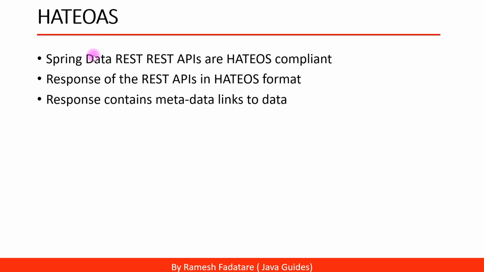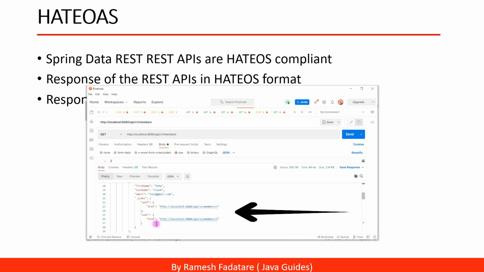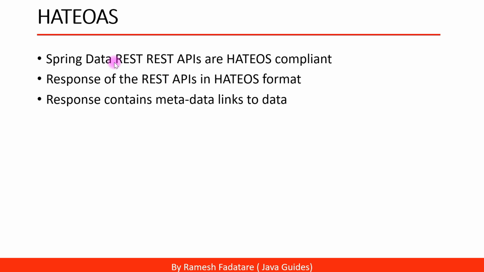Next, let's see HATEOAS. Spring Data REST APIs are HATEOAS compliant. The responses of all the REST APIs generated by the Spring Data REST module are in HATEOAS format. So basically the response contains metadata and links to other data or REST APIs. You can see that in HATEOAS format we will see a lot of links that navigate to other REST endpoints. We will see more about HATEOAS in project development.